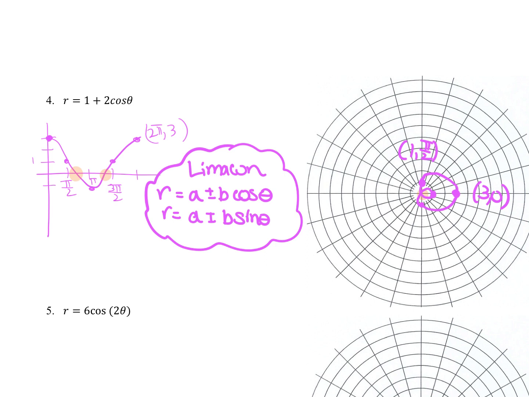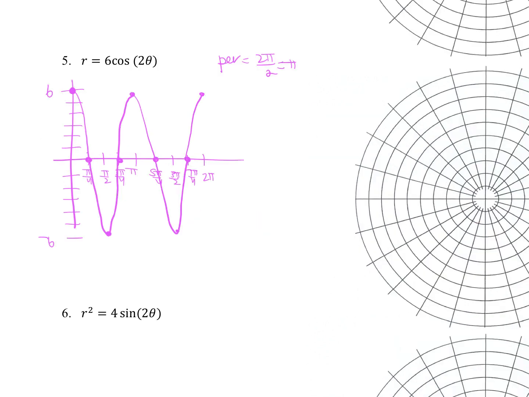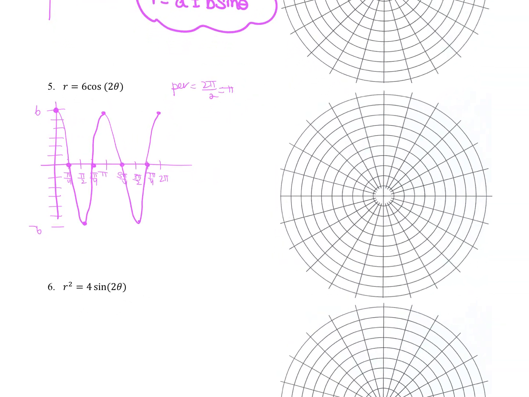So go on to number 5 and go ahead and graph r equals 6 cosine 2 theta. All right, so now that we have the graph, we'll go ahead and start graphing. So our first point will be 6 comma 0. Then our next one is pi fourths comma 0. So that's 0 comma pi fourths, which is just the pole. We connect it by going counterclockwise with a curve.